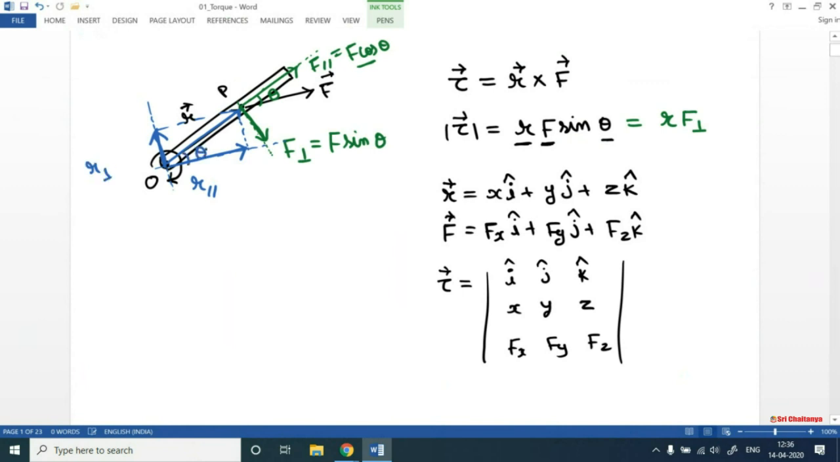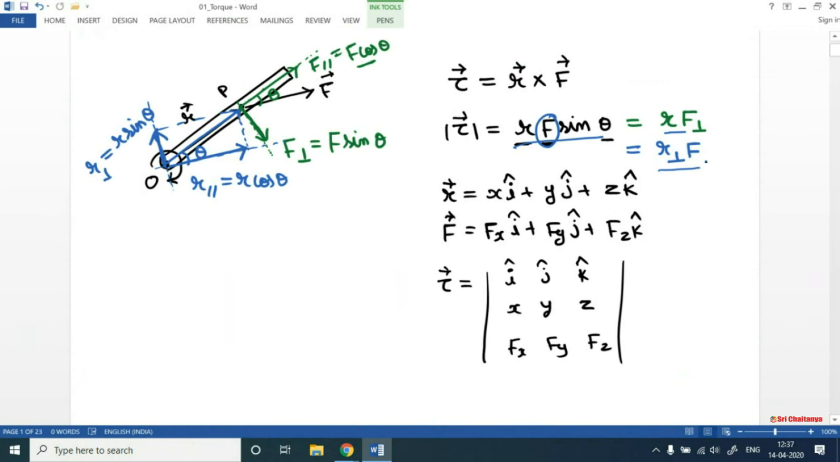And since this angle is theta, this thing is going to be r cos theta, and r perpendicular is going to be r sine theta. So this expression can be viewed as F multiplied with r sine theta. So another way to represent the magnitude of torque is also r perpendicular into F. So you can use any of these three expressions for the magnitude of torque. Either you can use rF sine theta, or rF perpendicular, or r perpendicular into F. This is how you can find out the magnitude of torque.